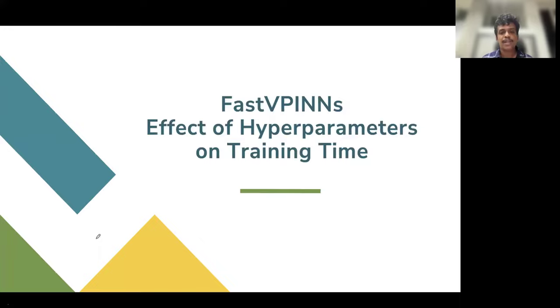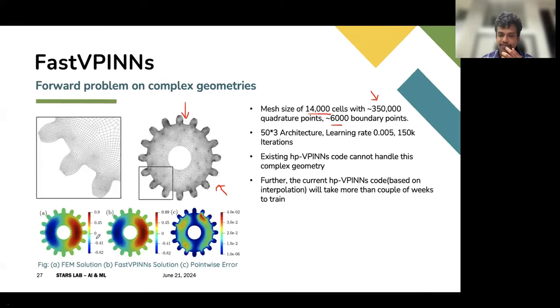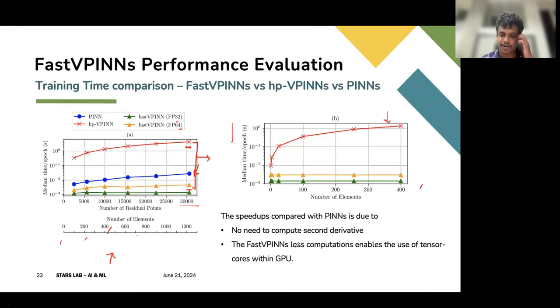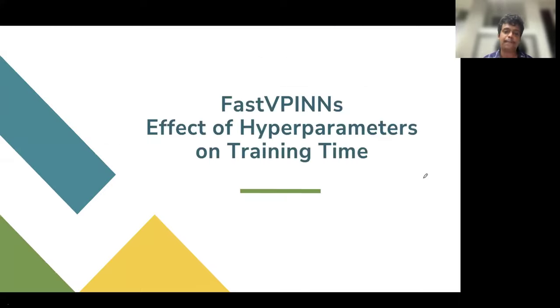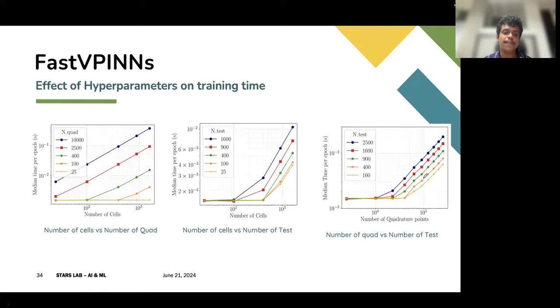Okay. So one question that arises is that it cannot be the case that for any number of elements, it is going to be a straight line. If you keep on giving 14,000 cells, it is not going to retain the same time. So what we're interested in is trying to understand which of the hyperparameters affect our training time more. We picked 3 main hyperparameters: the number of test functions, number of quadrature points, and number of elements. These are the 3 combinations that we have tested, keeping one of the parameters constant.